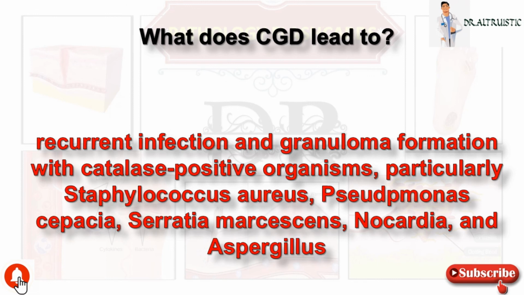What does CGD lead to? Recurrent infection and granuloma formation with catalase-positive organisms, particularly Staphylococcus aureus, Pseudomonas cepacia, Serratia marcescens, Nocardia, and Aspergillus.